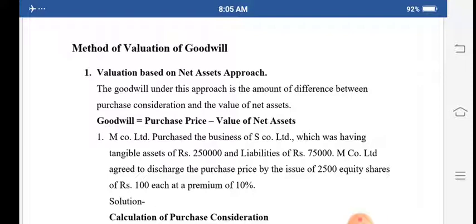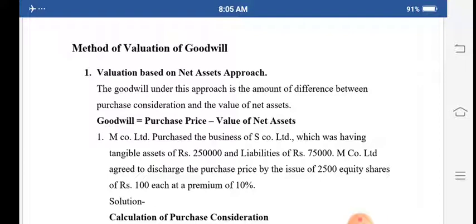Now see, S Company had tangible assets of rupees 2 lakh 50,000, and liabilities of rupees 75,000. M Company Limited agreed to discharge the purchase price by the issue of 2,500 equity shares of rupees 100 each at a premium of 10%.